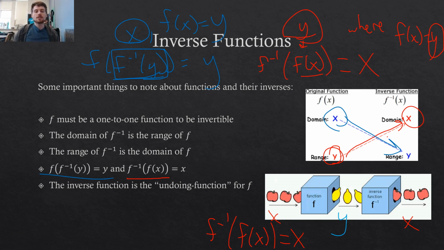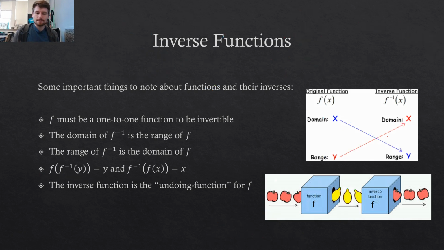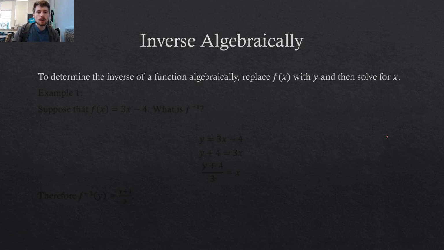Let's get some concrete examples going on, and how do you actually compute these inverse functions. But this is the high-level stuff, what you need to know about them. Remember, the domain and range swap when you're looking at the inverse. The function itself has to be one-to-one to have an inverse. And then when you compose a function and its inverse, you get what you start with, which is either x or y, depending on if you're doing f of f inverse or f inverse of f.